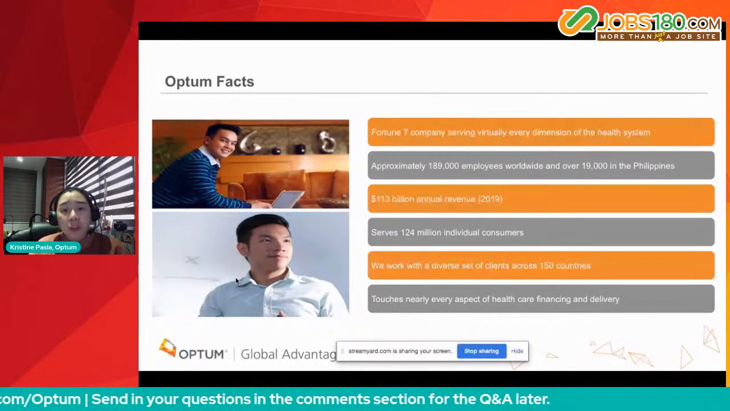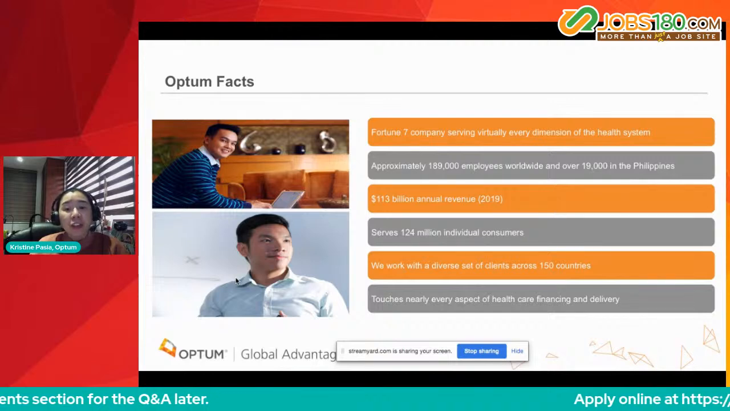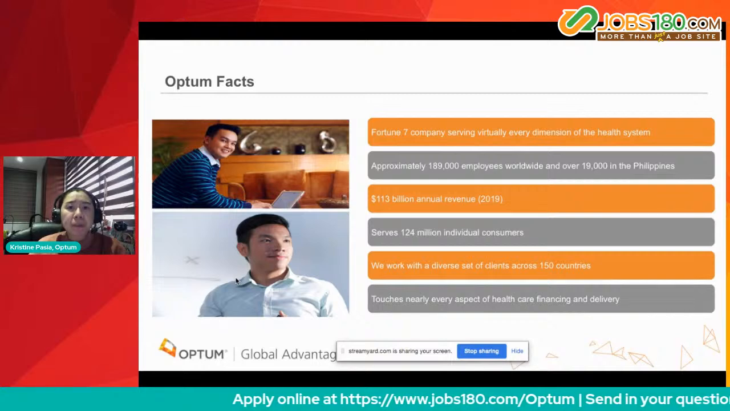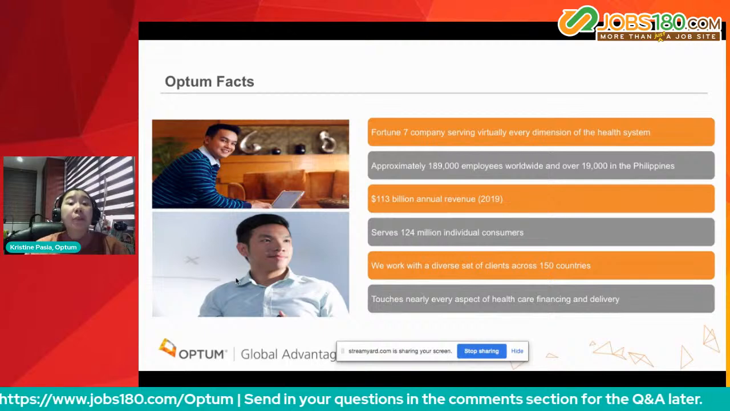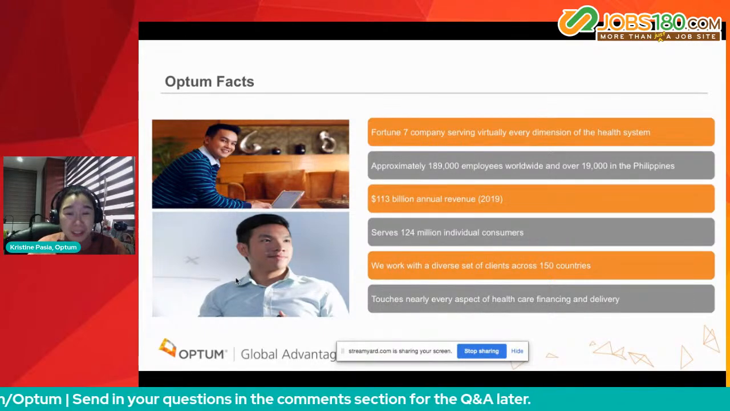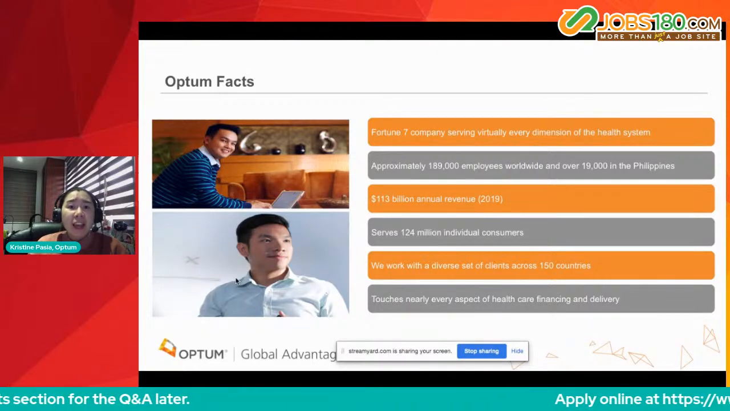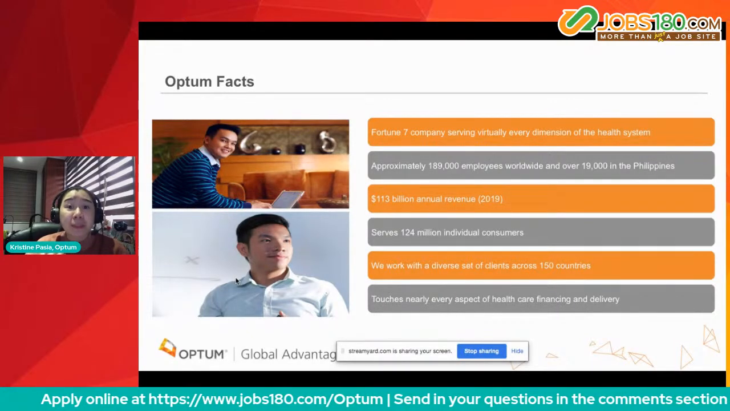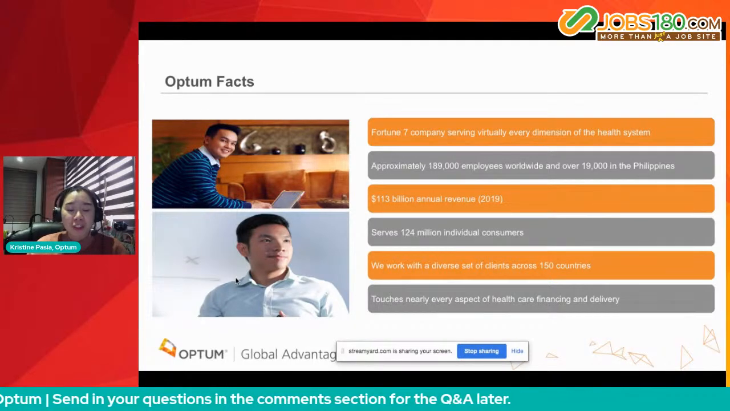We serve about 124 million individual consumers, and we touch nearly every aspect of healthcare financing and delivery. Locally, you can compare us to your or your parents' HMOs, like IntelliCare or MaxiCare, but we are definitely much bigger than the ones locally. We really want to help people live healthier lives, and we make sure of this by getting the right individuals to join our organization to serve our customers as best as they can, giving them the best customer experience and the best healthcare packages.